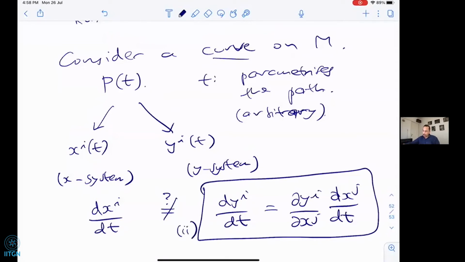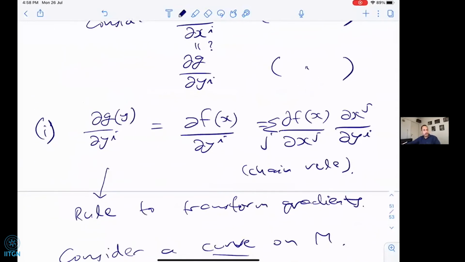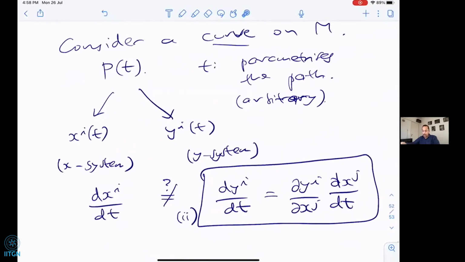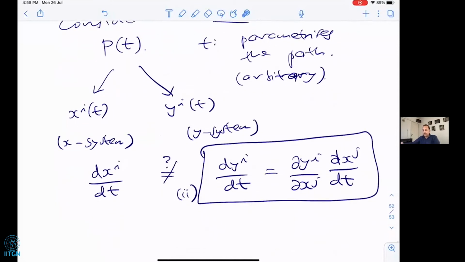Now let's look at relation 1 again and look at relation 2. In relation 1, we had a function taking the manifold to numbers, and when we differentiate that function in one system or another system, we get this extra factor del x^j by del y^i multiplying it. Okay, so that's one kind of transformation rule. Here, on the contrary, we didn't have any function. Instead, we had a path. We specified the path, and now we considered how the path looks in one coordinate system and another, and we differentiated it with respect to the parameter t of the path in both coordinate systems, and by simple chain rule, we got this result.